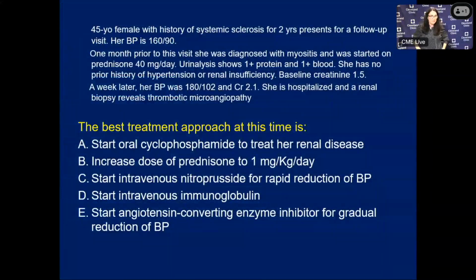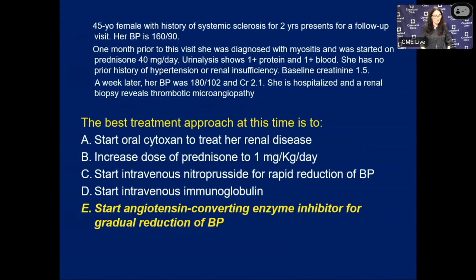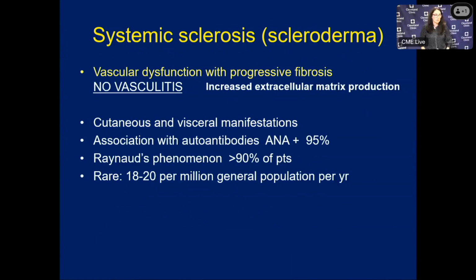Okay, I think the diagnosis is very clear for renal crisis in a patient with systemic sclerosis. So the correct answer is start angiotensin converting enzyme inhibitor for gradual reduction of blood pressure. It's an extremely important point about this situation in this disease where immunosuppressive medications are not used to treat. And the blood pressure hopefully should be gradually decreased. And that's the first option.